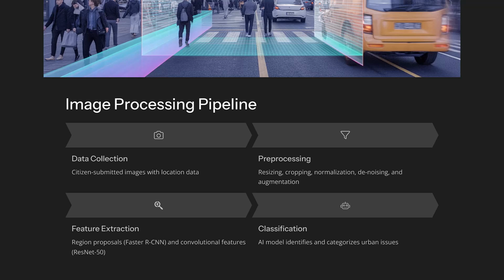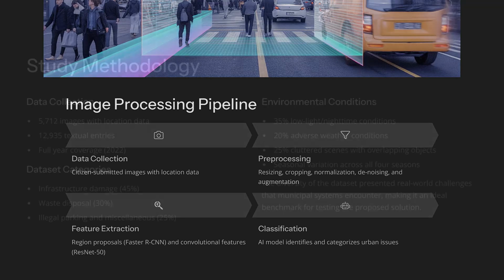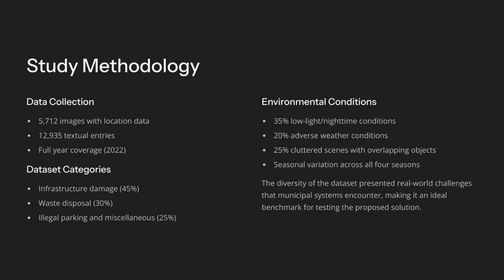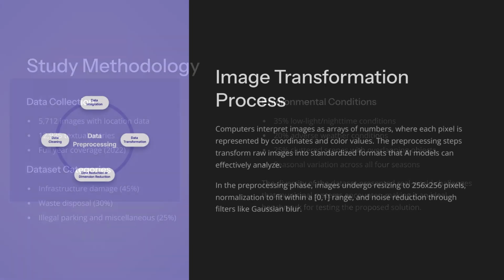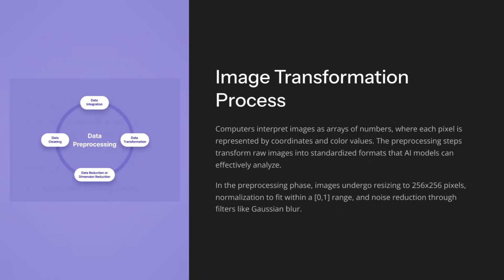Okay, that sounds great in theory. But how did it actually perform, in a real-world test? Yeah. The article mentions a case study, right? Yeah. It does. A really practical one from a Romanian municipality that's apparently quite forward-thinking with tech. They used actual anonymized data. Over 5,700 images sent in by citizens. Wow, that's a lot of images. It is, and almost 13,000 text entries, too. They looked at what people were reporting. Turns out, infrastructure damage, think potholes, broken benches, that was the biggest chunk, about 45%. Well, what else? Waste disposal issues were next, around 30%. And then the rest, about 25%, was things like illegal parking or just miscellaneous stuff.